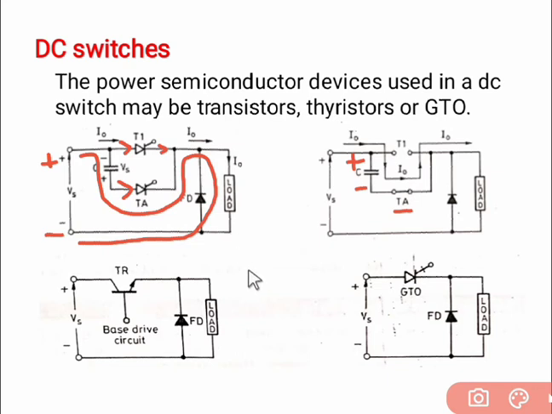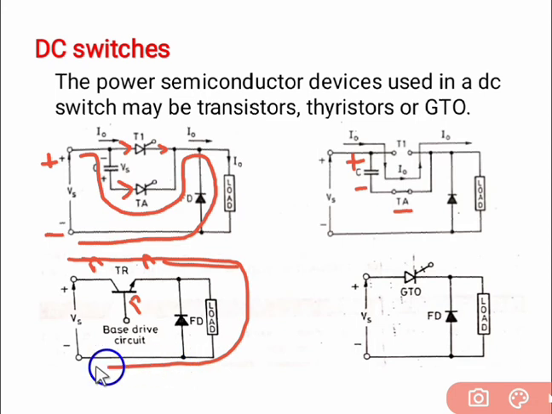Now realize the DC switch using the transistor. So this is the transistor, this is N, this is P, and this is N. If we do not apply a gate signal between the gate and this N, the transistor is in the turn off condition, so no current will flow from the source to the load. If you apply the gate signal, the transistor will turn on and current flows from the source to the load.